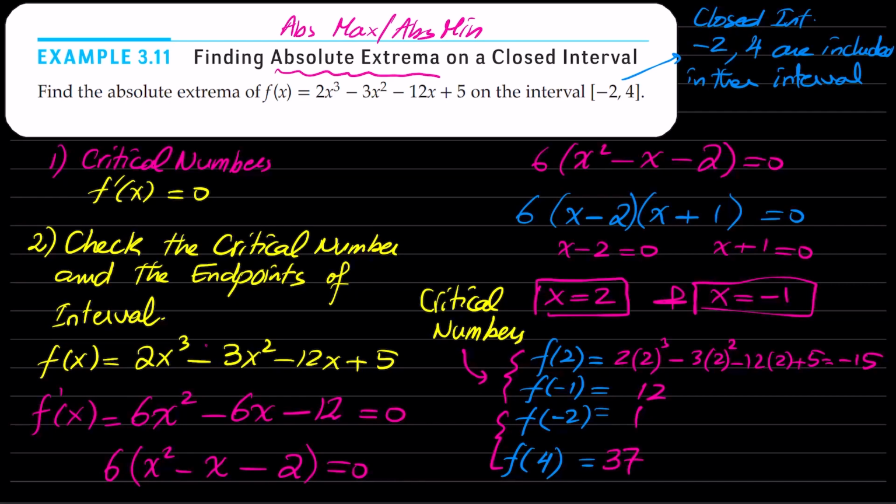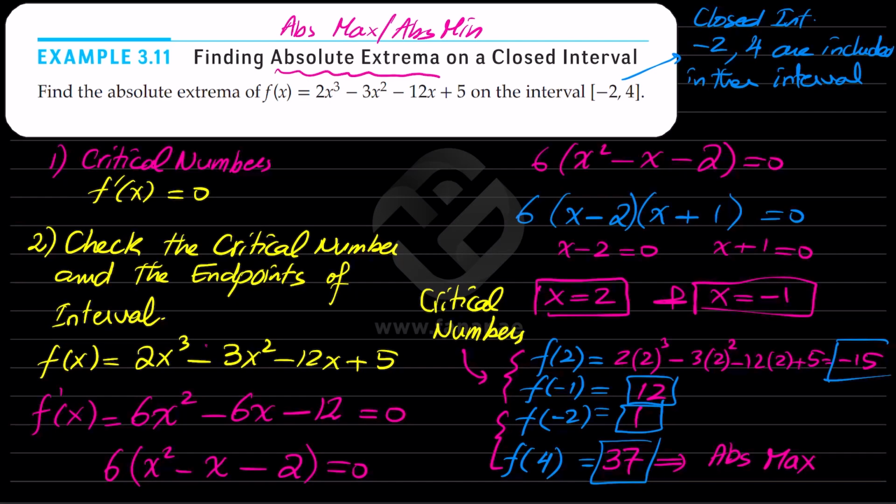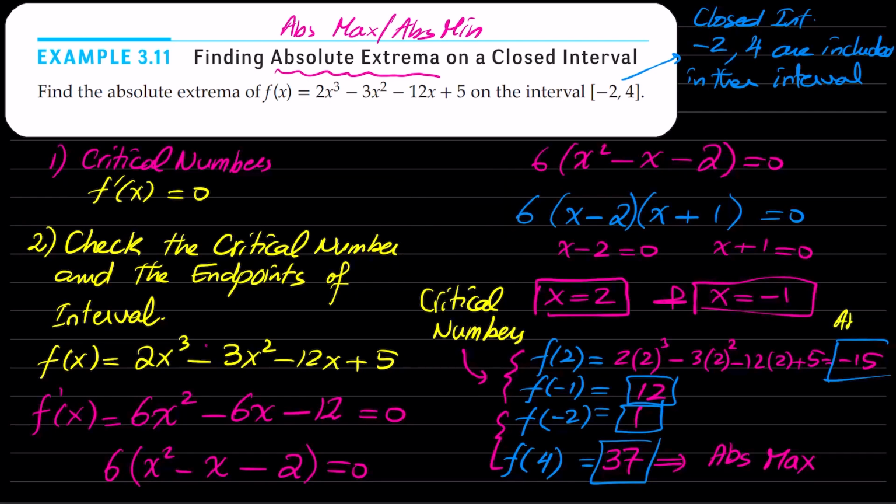Now we compare those four numbers. The biggest one is 37. So this is the absolute maximum. And if we compare f of 2, this is called the absolute minimum. Again, for this function, we have an absolute maximum and an absolute minimum.